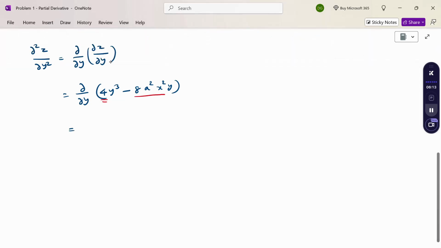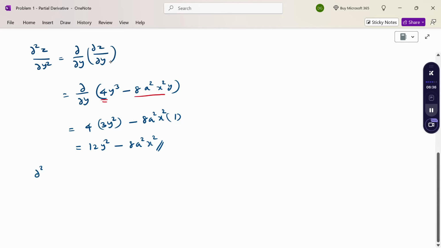Therefore, the differentiation of y³ is 3y², minus 8a²x² constant, y partial derivative with respect to y is 1. Therefore, 12y² minus 8a²x². So this is the value for ∂²z/∂y².